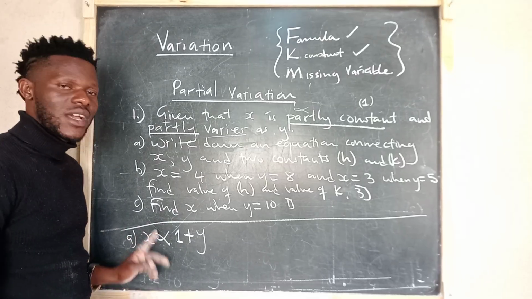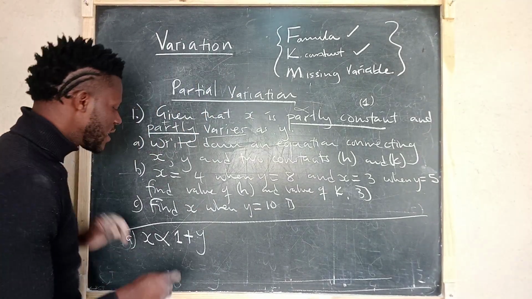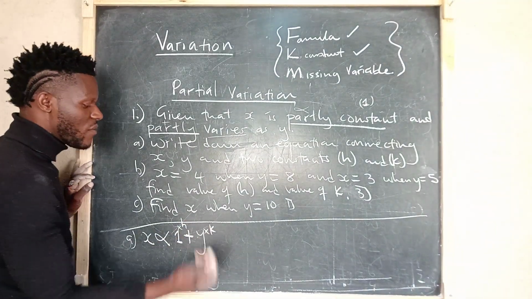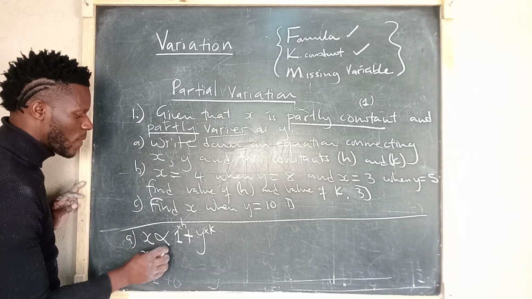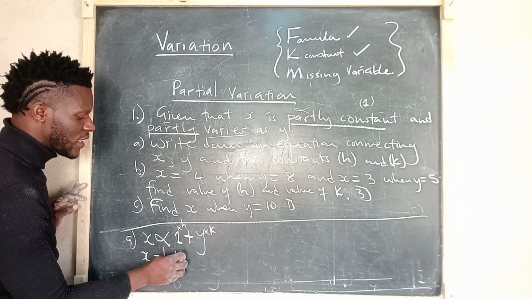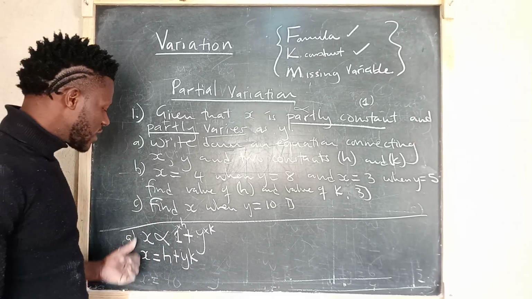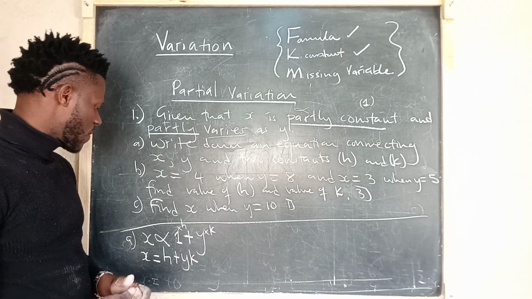Now we want to make this one an equation, so we are introducing two constants, h and k. H we usually multiply by 1, then k multiplied by y as usual. So it becomes x equals 1 times h, you get h, plus y times k, you get yk. That's our formula. X is partly constant and partly varies as y.